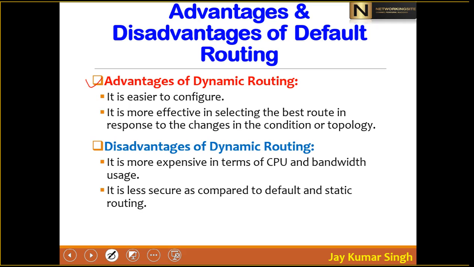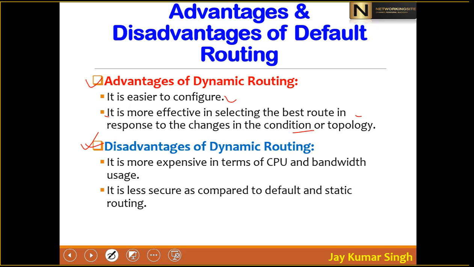Here also we have two things, advantage and disadvantage. Advantage is that it is easier to configure. It is more effective in selecting the best route. Best route means what? If there are any changes in the topology, it will not consider that one. It will just consider the next hop address, that's it. Whatever you are changing, whatever you are adding inside, no problem.